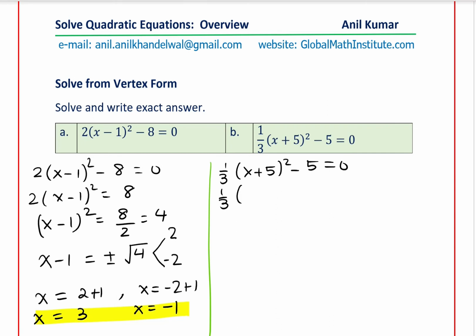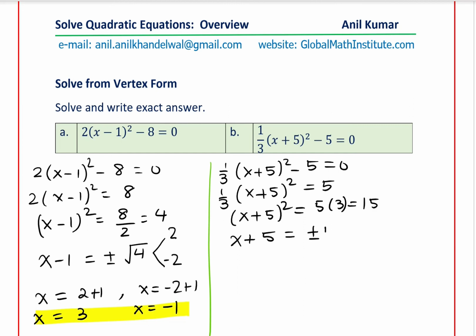So we get 1 over 3 times (x plus 5) whole squared equals 5. Now multiply by 3 on both the sides. You get (x plus 5) whole squared equals 5 times 3, which is 15. We can now do the square root. So we get x plus 5 equals plus minus square root of 15, correct? So x is equal to minus 5 plus minus square root of 15. So that becomes the solution for the second equation in the exact form.